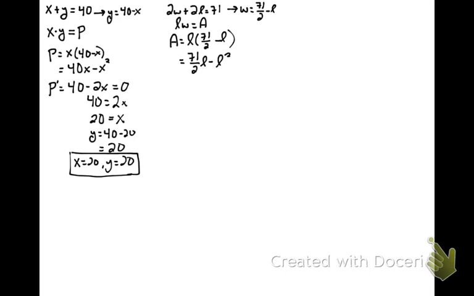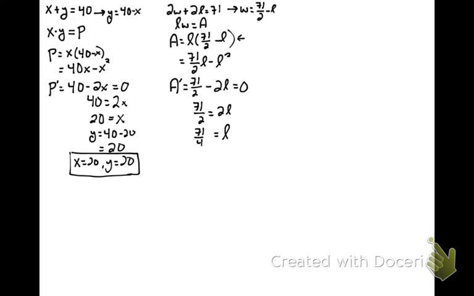We know we need to take the derivative. You could use the product rule here if you wanted to, and that would be fine. I happen to choose not to. The derivative of our area function would be 71 over 2 minus 2L. And we know that a maximum will occur when this equals 0. So 71 over 2 equals 2L, and this happens when the length is 71/4. Dividing both sides by 2.